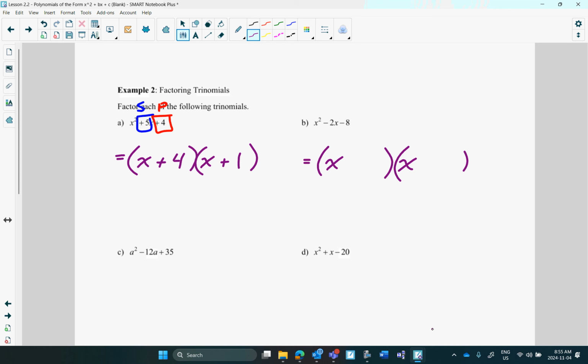Figure out the numbers. Remember, have a sum of -2 and a product of -8: -4, +2. If you wrote +2 and then -4, that's correct as well.